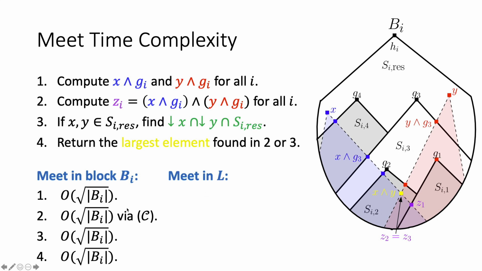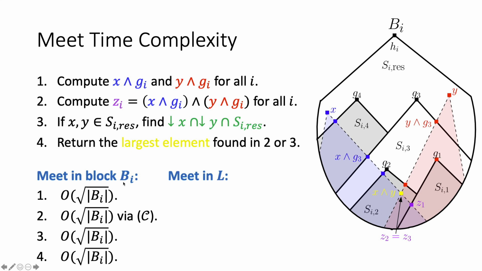And now, real quick here, I will mention that this step 3 now becomes important. I did not store the meets of any pairs of elements in the residual subblock, and that's because this residual subblock can be quite large. However, we do know that x and y, their downsets intersected with the residual subblock must be of size square root bi. So the complexity still carries through and works out so that we have meet in block bi with time square root bi.